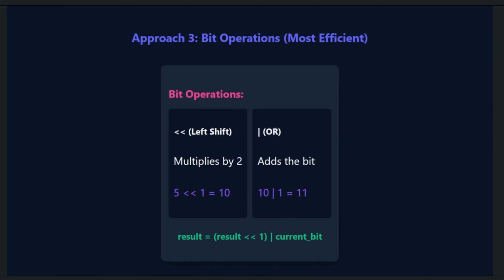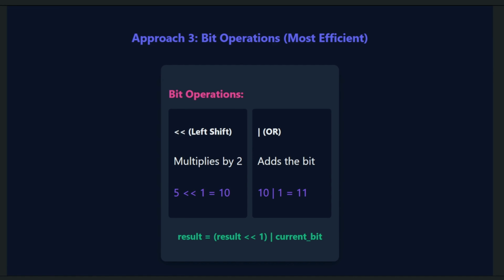So instead of decimal times 2 plus current bit, we can write decimal left shift 1 OR current bit. This is not just elegant, it's also how computers naturally handle binary numbers at the hardware level. Here's our bit operation implementation. Notice how similar it is to approach 2, but we've replaced multiplication with left shift and addition with OR.